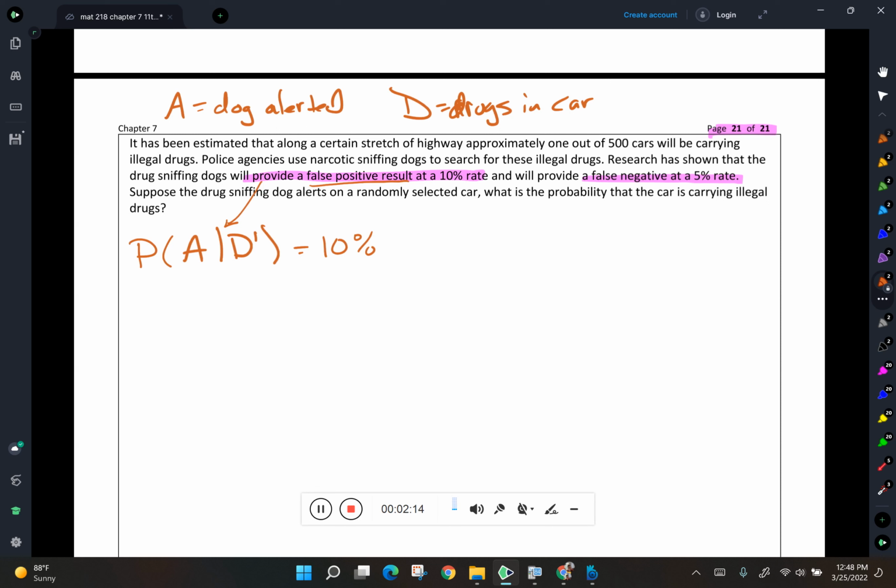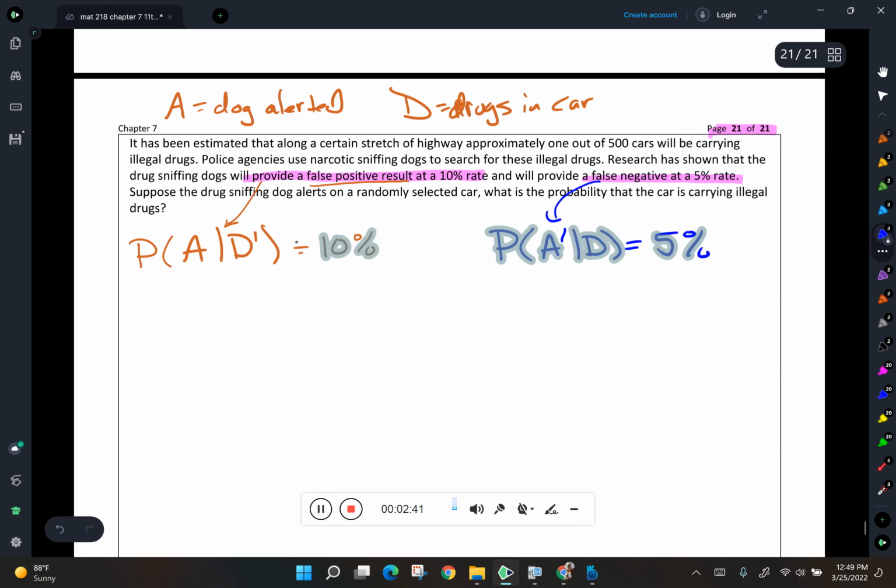A conditional probability that the dog alerted giving a positive result, but it's a false positive because there were no drugs in the car. If I use that exact same logic, that means that a false negative would mean that the dog didn't alert when there were drugs in the car. A false negative means that you got a negative test result, but you shouldn't have. So the dog didn't alert when they should have. Okay? All right, so that's what those terms mean.